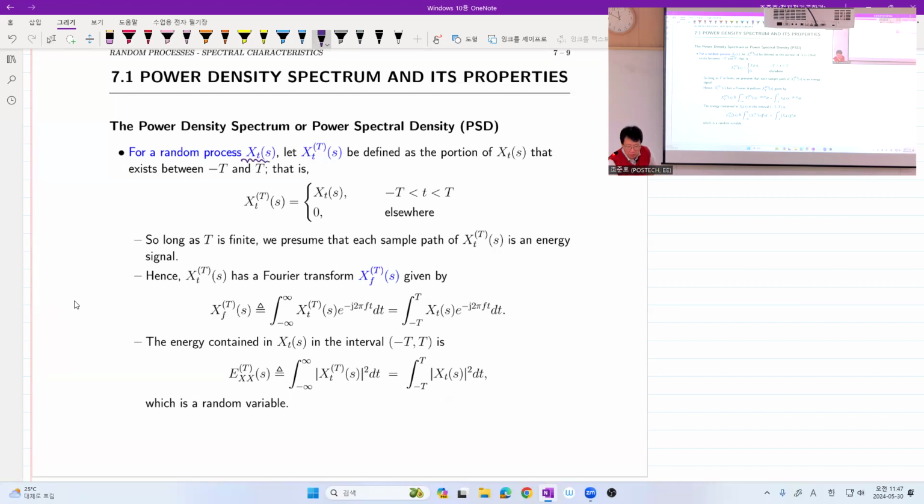So suppose this is a specific sample path from your ensemble. Now, its time-limited version is denoted by x sub s of t with superscript T. So this parenthesis superscript means what? How you truncate in the time domain. See that truncation occurs in the time domain to your sample path. Got it?